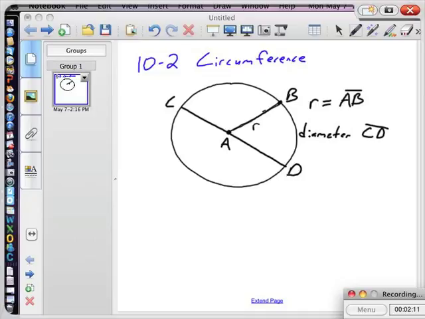That's CD. Then you have something called a chord, which is a line that touches both sides of the circle but doesn't go through the center. So if I just made a line like that, I called it EF, that would be a chord, kind of like a chord in a piano or any musical instrument, I guess. So EF would be a chord. The point A would be considered the center of the circle.